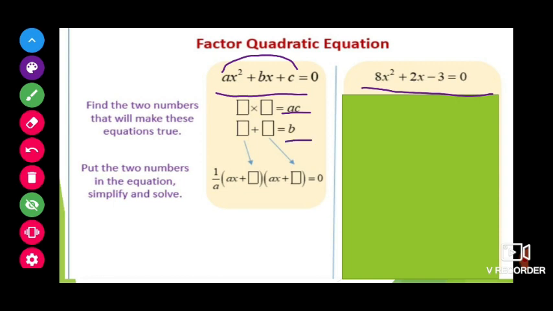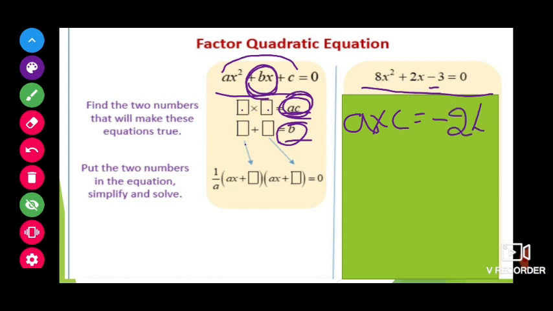Now we have to split the middle term such that if we multiply the two numbers, we should get AC, that is A into C, and if we add, we should get B. I will show you here. Here A is 8, C is minus 3. So A into C is 8 3s are 24, minus 24.